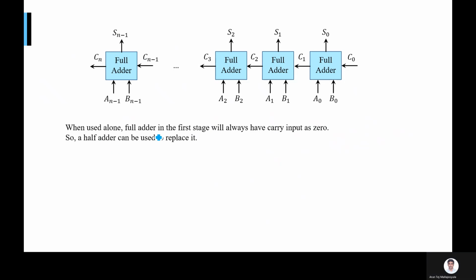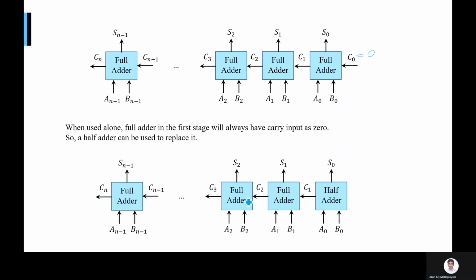When used alone, the full adder in the first stage, if this entire parallel adder is being used alone, it's not having any input from a previous circuit, then this C0 will always be 0, right? If your C0 will always be 0, instead of using the full adder, you could simply use a half adder, because if this is anyway 0, you just need to add these 2 bits. You don't need to add carry to it. So the first full adder can be replaced by a simple half adder, and therefore I can write my ripple carry adder like this. Half adder in the first stage and then full adders.